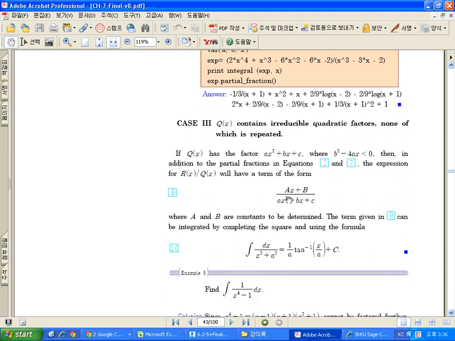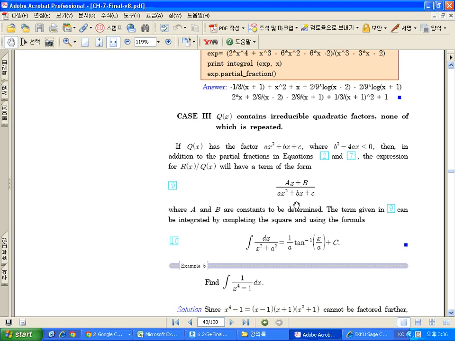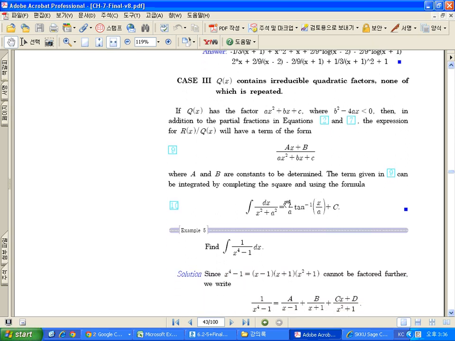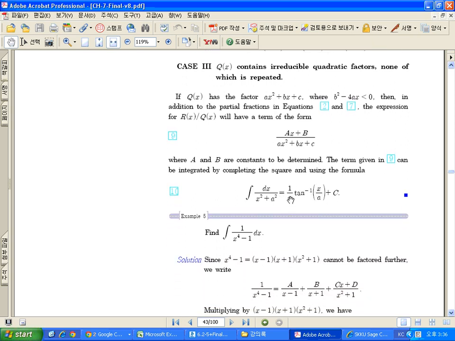Okay, if we cannot find the factors of this denominator, then we should use completing the square, to have a form like this. Then use this type of integration, because we know the antiderivative of 1 over x squared plus a squared is this.